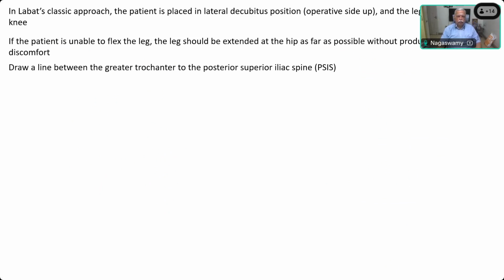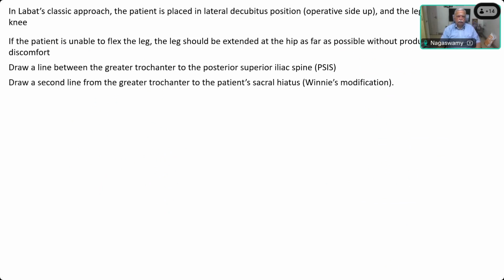Then the first thing is you draw a line from the greater trochanter to the posterior superior iliac spine. Then draw a second line from the greater trochanter to the patient's sacral hiatus. This is Winnie's modification. But in the original Labat's technique, what he described was you draw a line connecting the greater trochanter to the posterior superior iliac spine, identify the midpoint, then draw a vertical line for about 5 centimeters, and that will be the point of insertion. That was our original Labat's description.